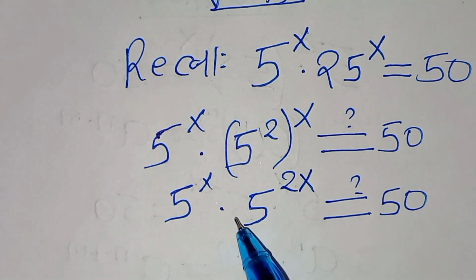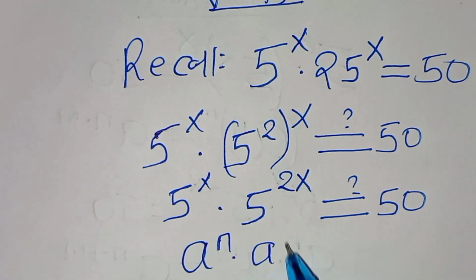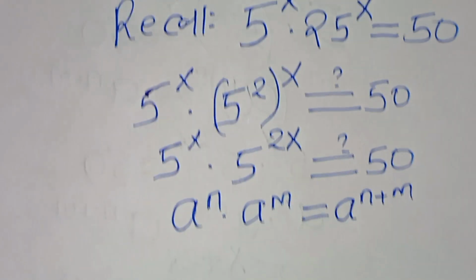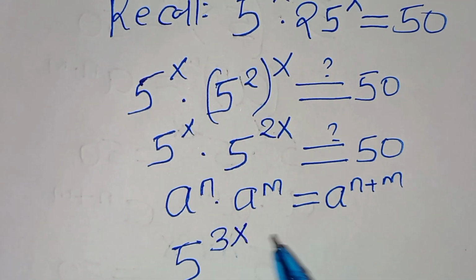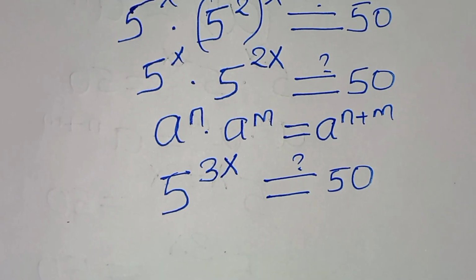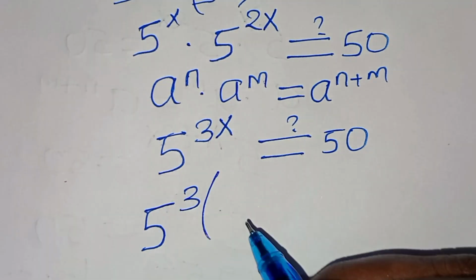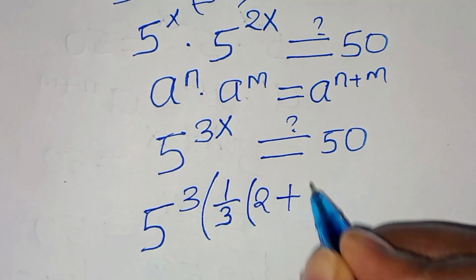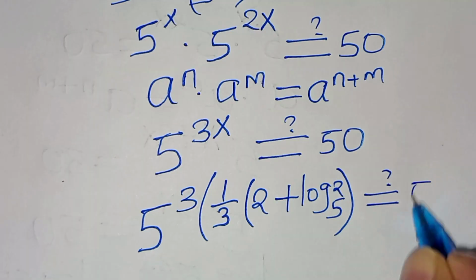Now, 5 to the power of x times 5 to the power of 2x is in the form of a to the power of n times a to the power of m, which we can express as a to the power of n plus m. So this implies that we have 5 to the power of x plus 2x, which is 3x. This should give us a value of 50. So let's substitute the value of x from here. So we have 5 to the power of 3 multiplied by x, which is a third into the parentheses 2 plus log 2 to base 5. This is supposed to give us a value of 50.